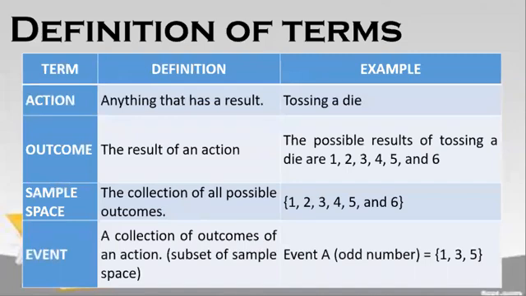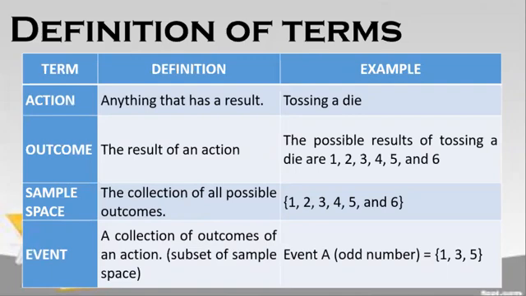So the outcome is the result of an action. So for example, we have an action na tossing a die, and ang kanyang outcomes or possible outcomes niya ay 1, 2, 3, 4, 5, and 6. So ano yung pwedeng lumabas once we do or did the action?